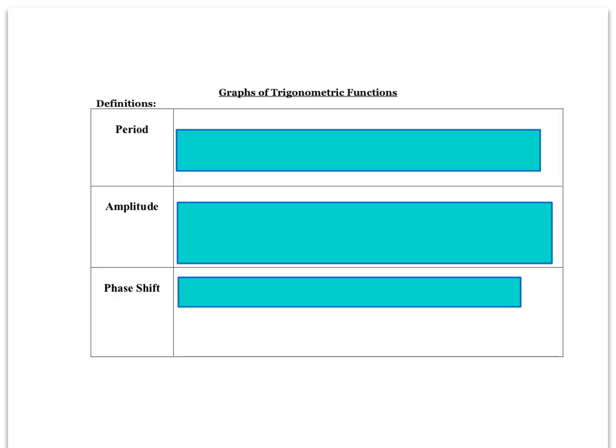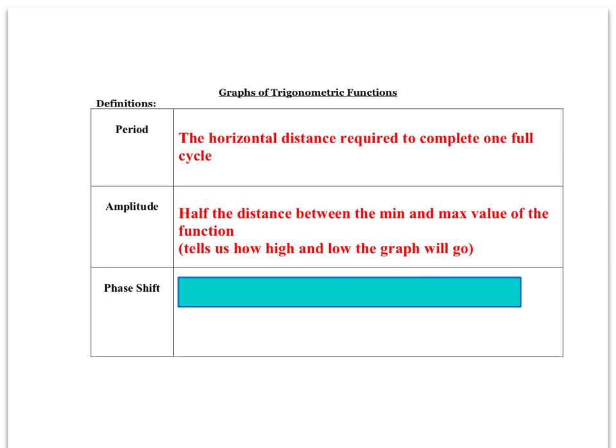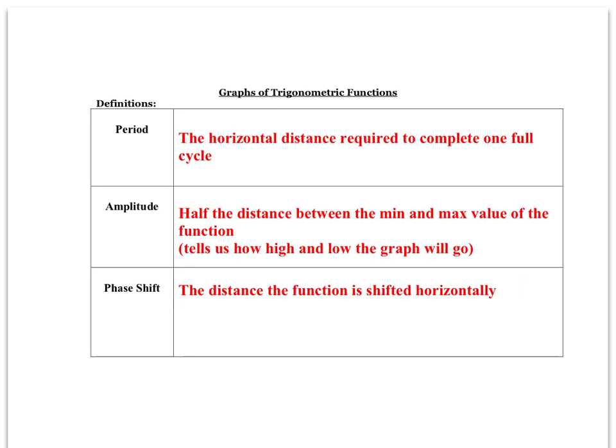First, we're going to define the period. The period is the horizontal distance required to complete one full cycle. Second is the amplitude. The amplitude is half the distance between the min and max value of the function. So this means it's going to tell us how high and how low the graph will go. Finally, we have the phase shift. The phase shift is going to tell us the distance the function is shifted horizontally.